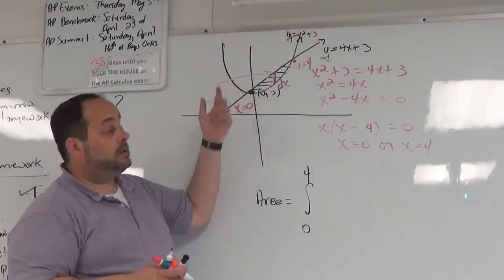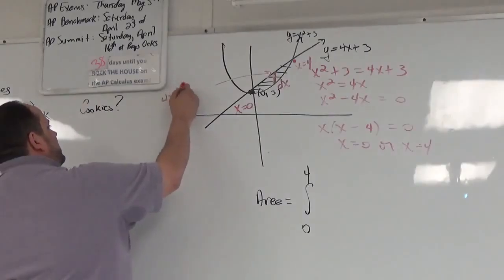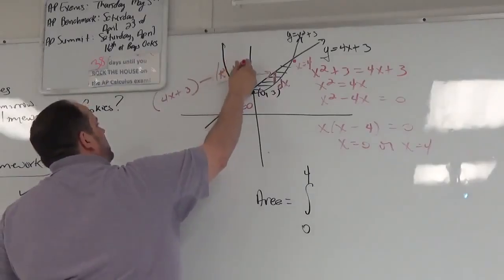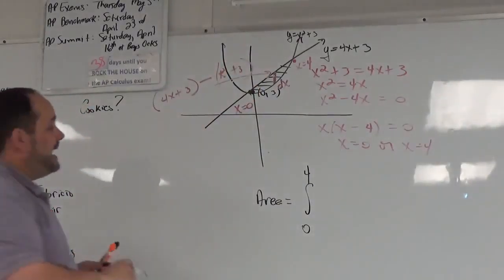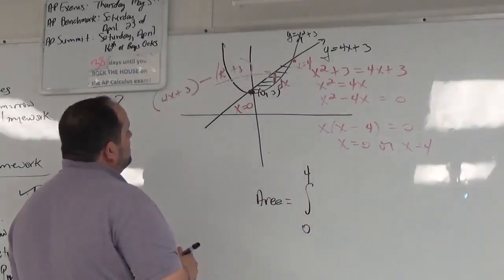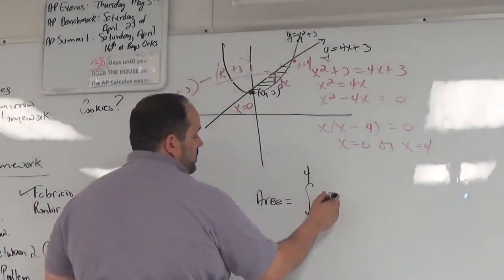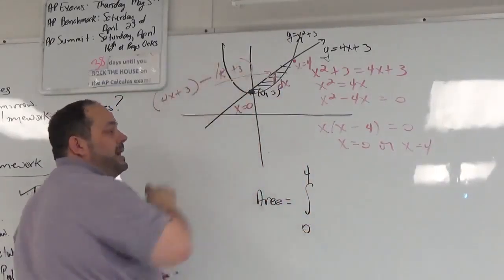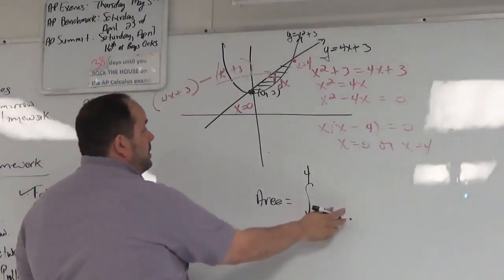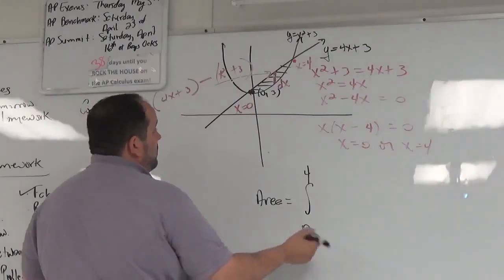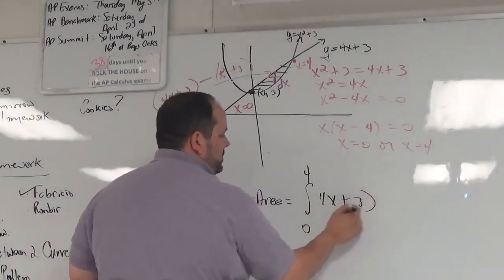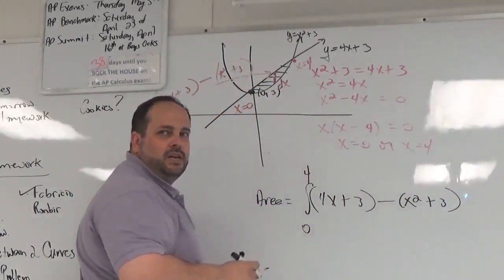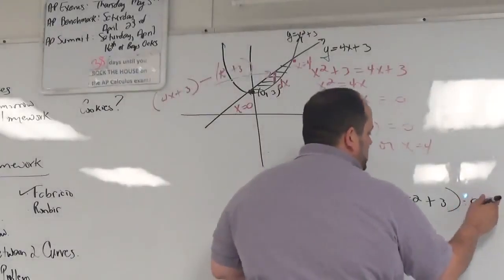So which one's on top? 4x plus 3. Now I'm going to write it this way. 4x plus 3 minus whole top minus whole bottom, x squared plus 3. My integrand, Daisy, can you tell me what the integrand is going to be? Yeah, the width is dx and the height is whole top minus whole bottom. Right, it's this guy that I just wrote here. Top minus bottom, but then there's also something else you need. Oh, dx. Times the dx.